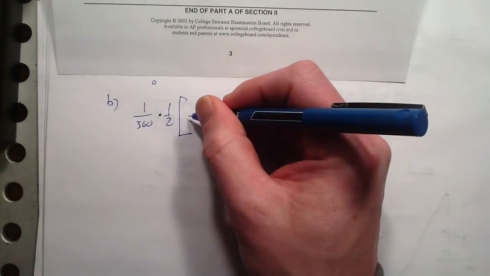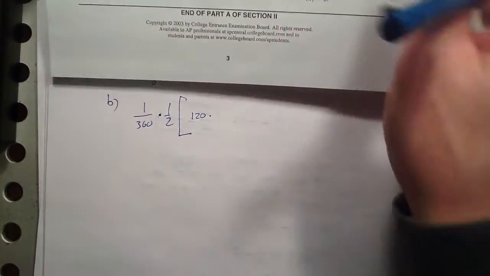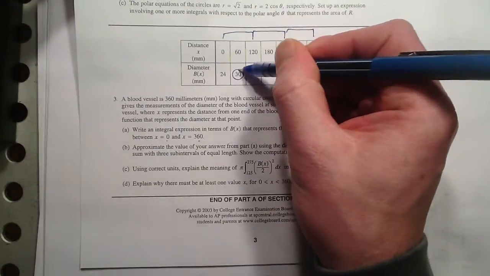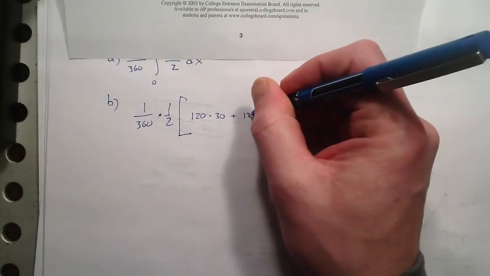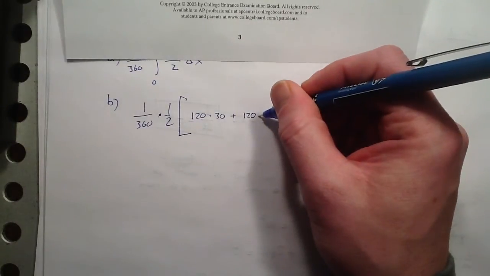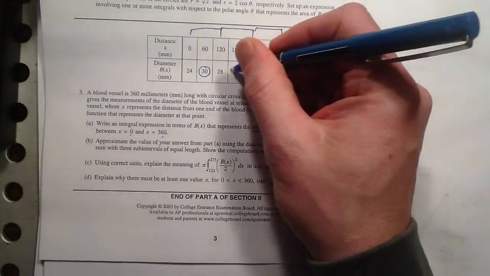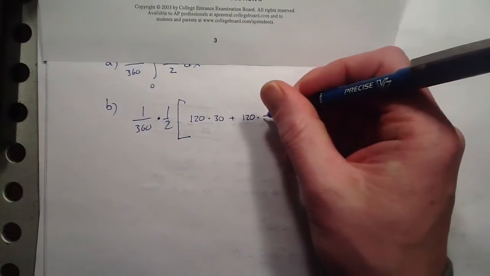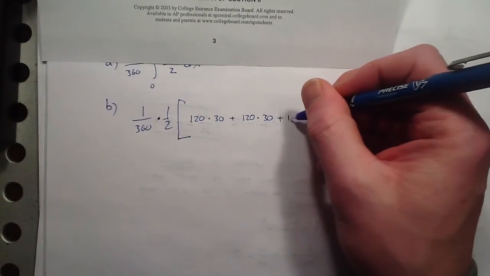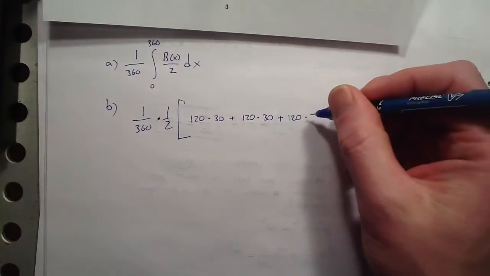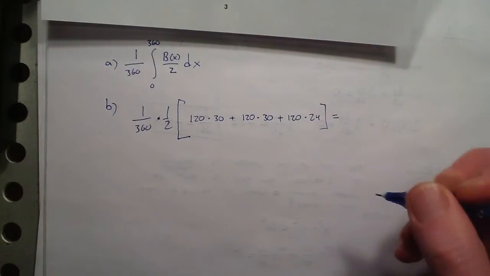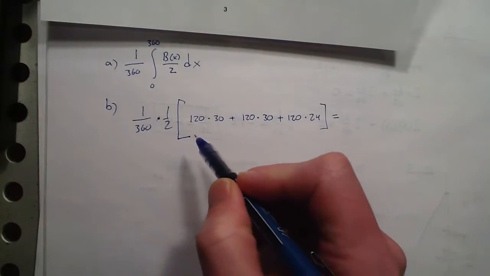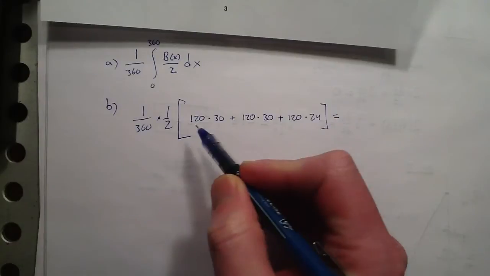The first rectangle is 120 wide times the midpoint value is 30, plus the second rectangle, they're all equally spaced, it's also 120 wide, and it's also 30 is the midpoint value, plus 120 wide times 24. And I suppose we could use our calculator for that. Or maybe we can, well, let's see if we can simplify it.